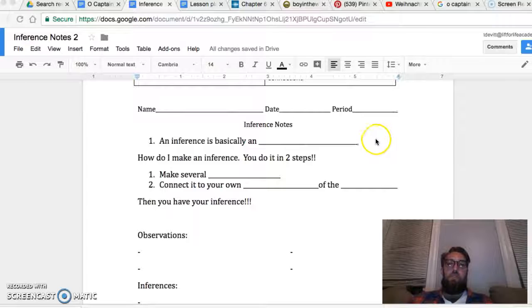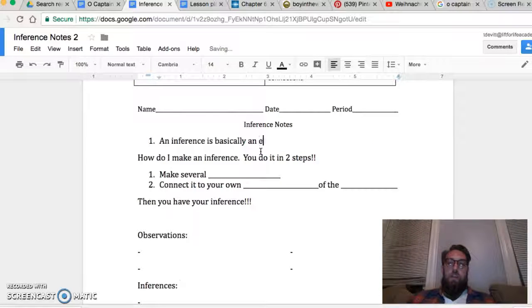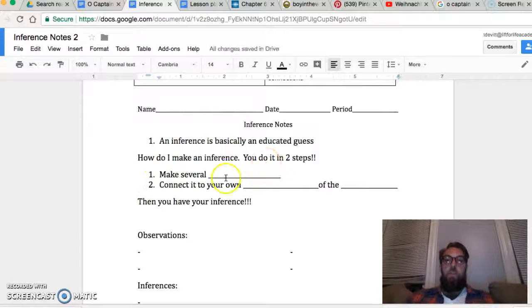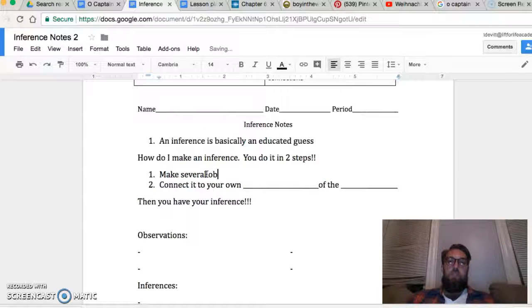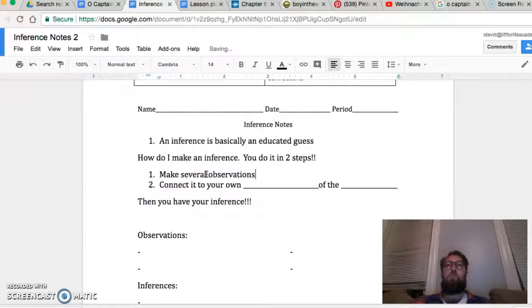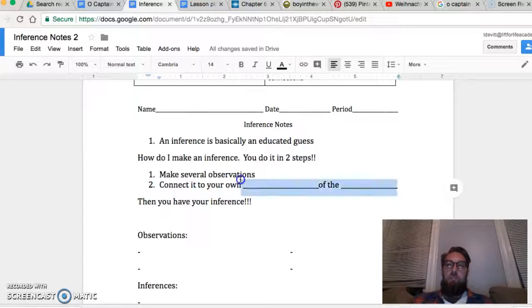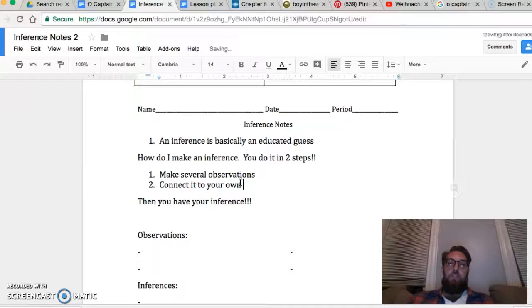So here's our notes. Like we talked about last week, an inference is basically an educated guess. How do you make an inference? Well, two steps, like I told you in our daily objective. First, you make several observations. This just means you note different things. You notice things, you pay attention to them. Then, you connect it to your own experience of the real world.